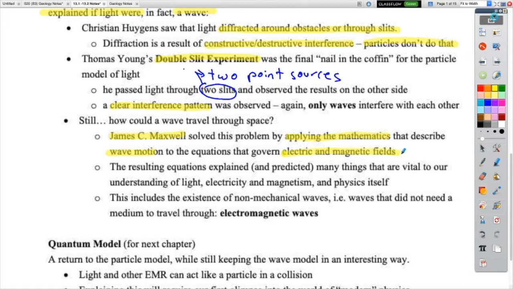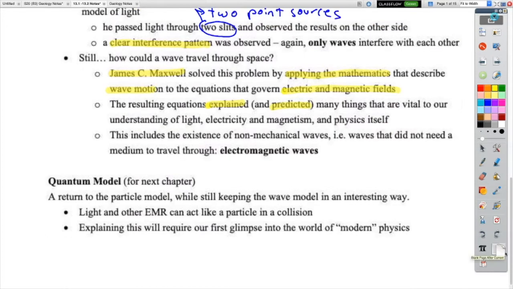It was purely a mathematical solution at first that described wave motion with the equations that govern electric and magnetic fields. So this is unit 2 coming back up, okay? Now, the resulting equations not only explained a lot of stuff, but they also predicted many things that are vital to our understanding of light, electricity and magnetism, and literally physics itself. Okay, these things revolutionized physics. There's no way to oversell the importance of these equations. Now, what was the big deal about them at this time anyway? There's a lot of big deals, but at this time, what was the big deal?